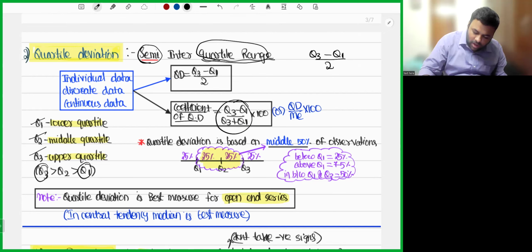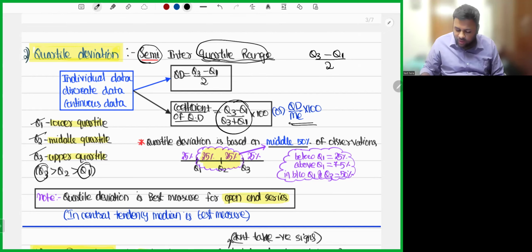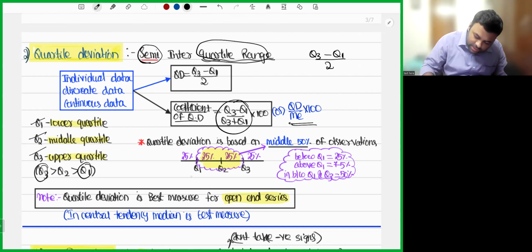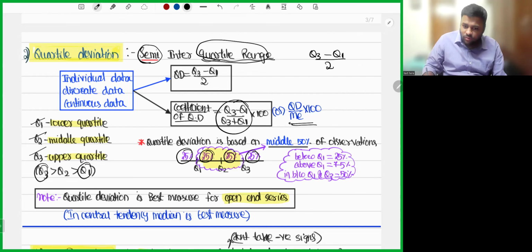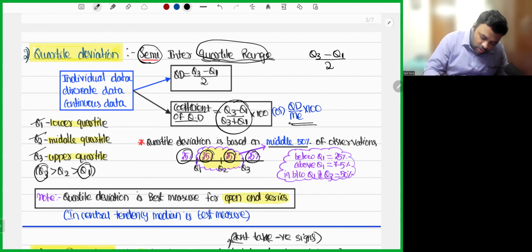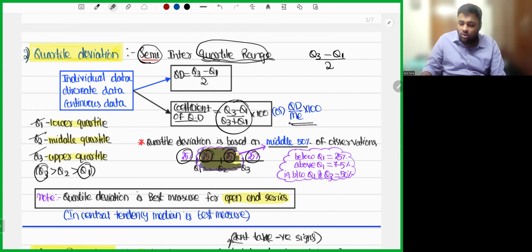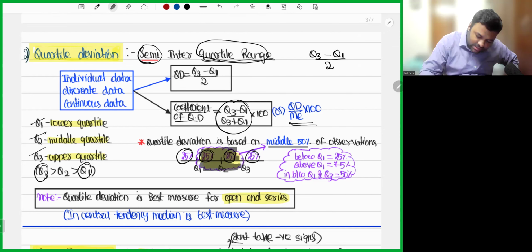Now there is one more point I'll tell you. My dear friends, quartile deviation is based on the middle 50% of the observations. Quartile divides the data into 4 parts, and each part will be 25%. The formula is Q3 minus Q1, so it falls only in the middle region. That's the reason I said quartile deviation is based on the middle 50% of the observations. Since it is based on the middle 50%, it is best for open-end series.